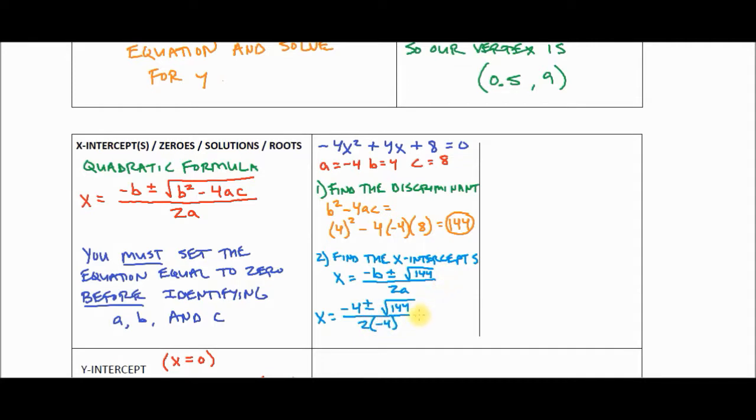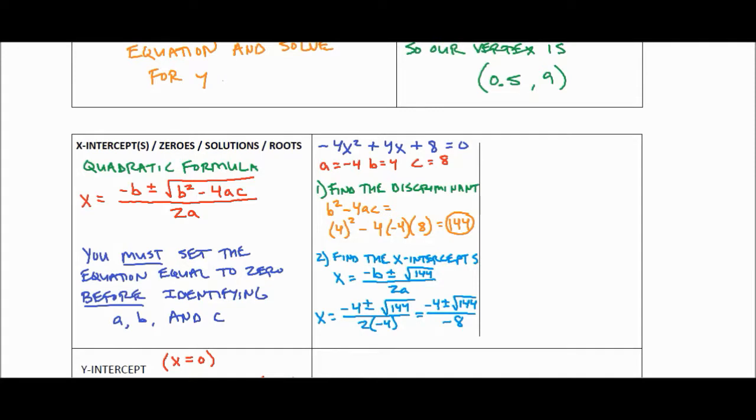Let's go ahead and finish that up. So I'll write that one more time. Now we'll go ahead and resolve the denominator. So we've got again negative 4 plus or minus the square root of 144 over 2 times negative 4, which is negative 8. So that expression represents our x-intercepts. Now we're going to go up to step number 3.